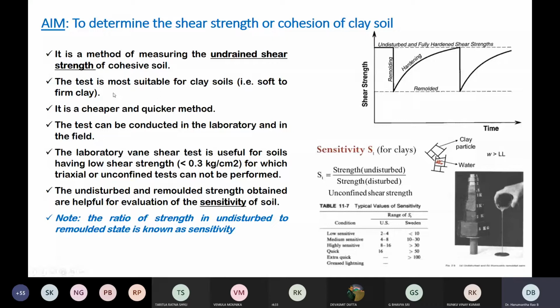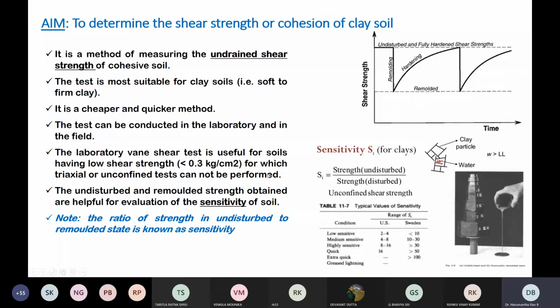The test is most suitable for clayey soil. This test is not at all suitable for sandy soil. It is exclusively valid for fine grained soils. It is a very cheap and quick method. The test can be conducted in the laboratory and in the field. The laboratory vane shear test is useful for soils having a low shear strength, that is 0.3 kg per centimeter square, for which the triaxial or unconfined compressive test cannot be performed.